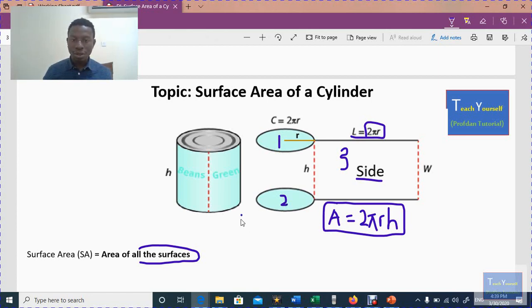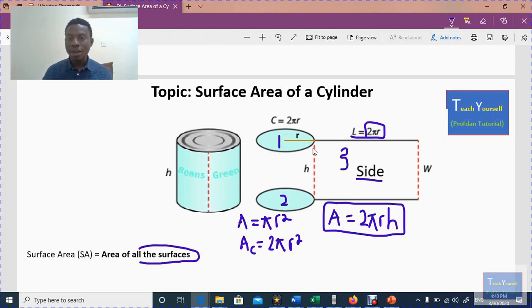Check our previous video on area of a circle. Area of a circle is given as pi r squared. So this is circle 1, this is circle 2. The area of 1 is pi r squared, the area of 2 is pi r squared. That means the area of the circular part is going to be 2 pi r squared, that is pi r squared plus another pi r squared. This is the area of the circular section.